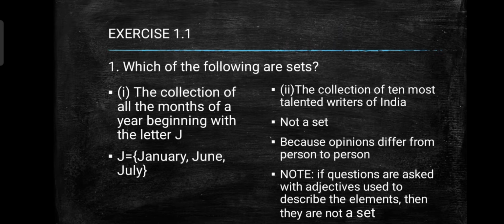So the first question: which of the following are sets? The collection of all months of a year beginning with the letter J. So what are the months that start with the letter J? January, June, July, that's it, right? So that's a set. Here you are representing all of them in roster form. You have the elements, commas between them, and then enclosed them with braces. So that's the first question.